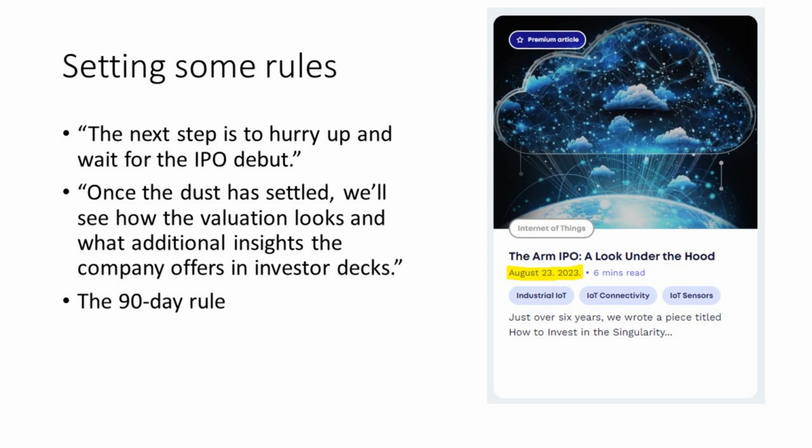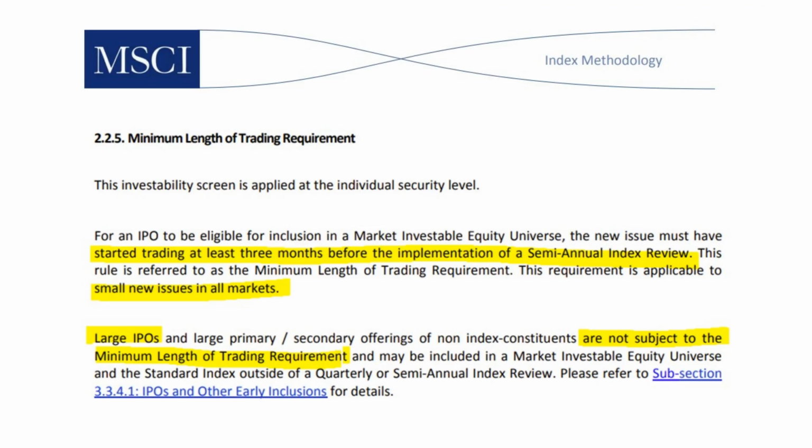The rule being that we don't invest in IPOs until there's a cooling off period, and he had said, well, that ought to be 90 days. Well, I looked into this a bit more, and I noted that MSCI, the world's leading provider of international indices, I worked for them for a decade. We had this rule here that said a company must trade for 3 months before being considered for index inclusion. And it says here, this requirement is applicable to small new issues in all markets. So I forgot about this.